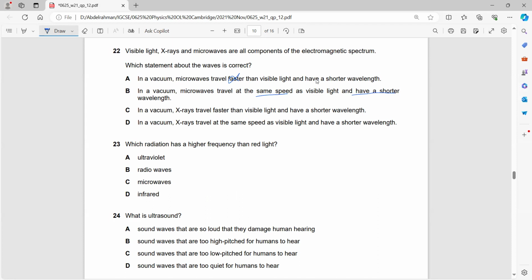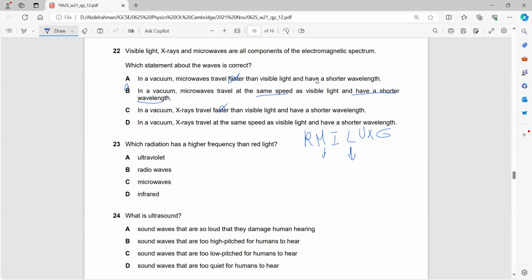Visible light has a shorter wavelength than microwaves. Okay, but in this question, he's saying that in a vacuum, microwaves travel at the same speed and have a shorter wavelength. No, it's the other way around. It's the visible light that has a shorter wavelength. So this is wrong. X-rays travel faster.